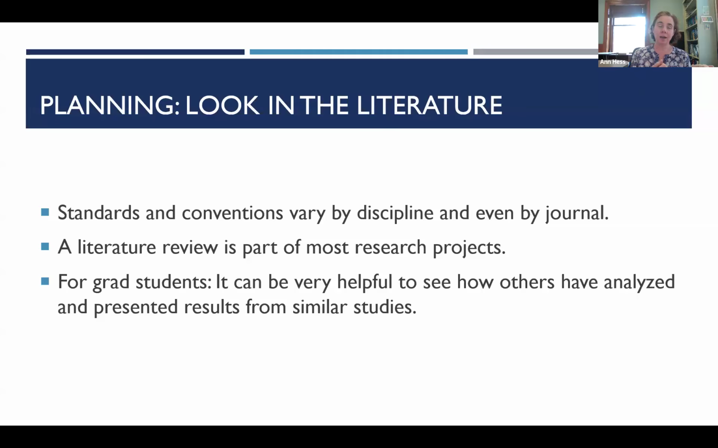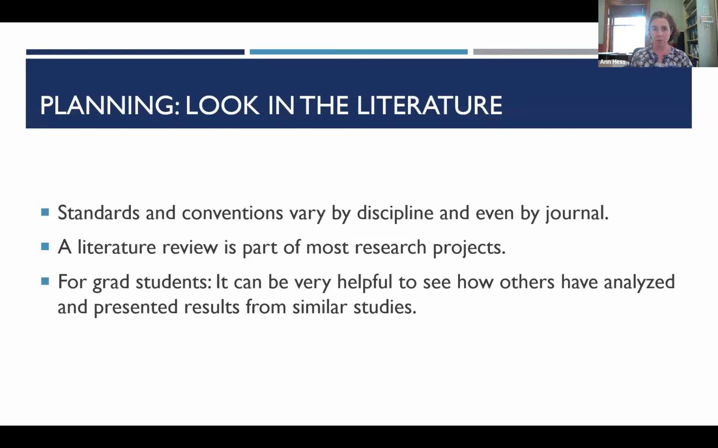So there's checking the journal guidelines, but another step is to just look at examples of other published papers in the literature. It's my experience that standards and conventions vary by discipline and even by journal. And a literature review is part of most research projects anyway. So often it's just a matter of taking a look at how those papers in your literature review may have presented their results and even what statistical methods they may have used.